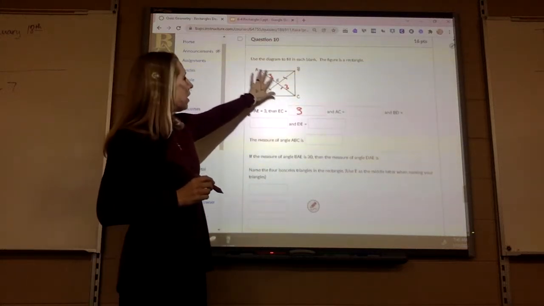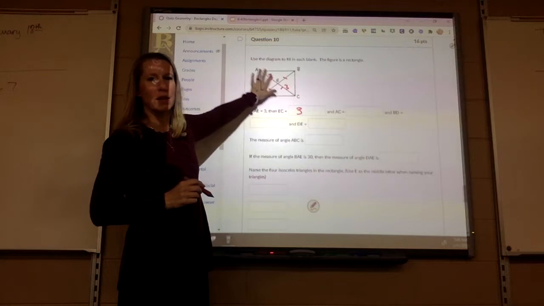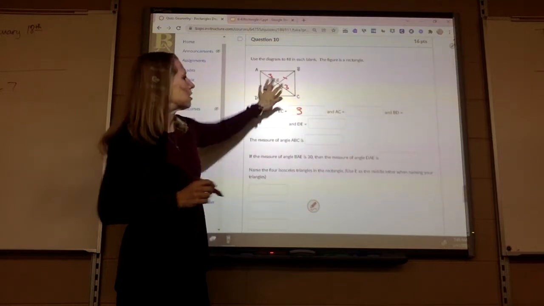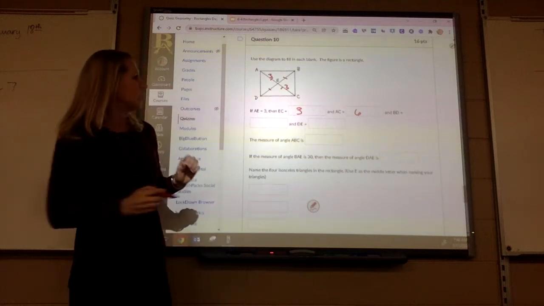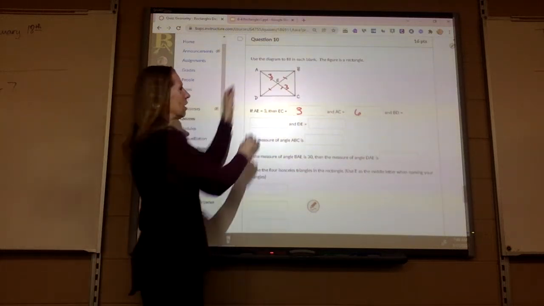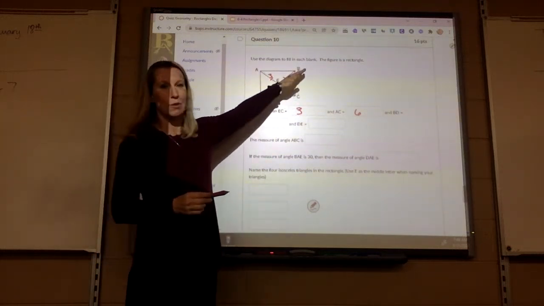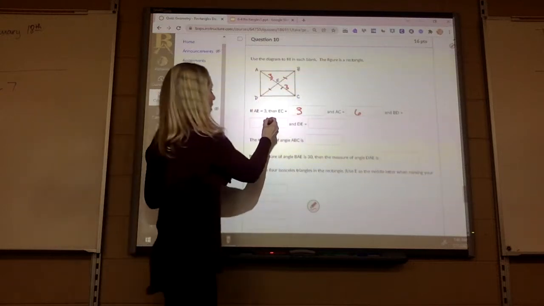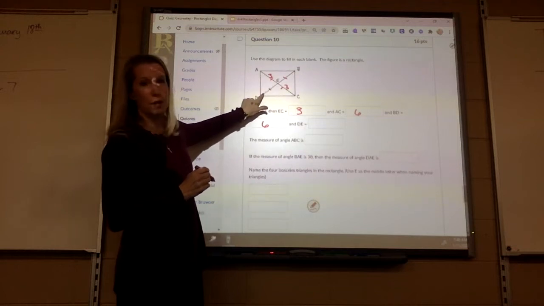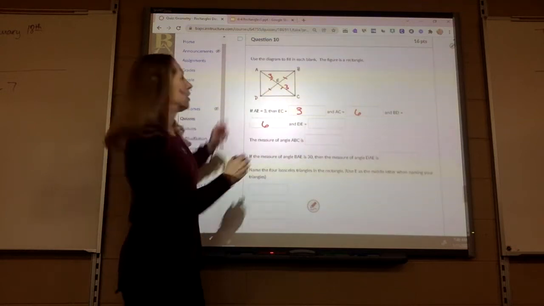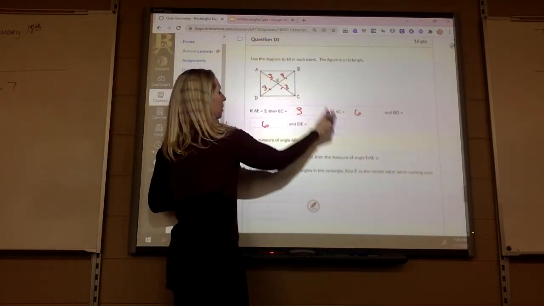What about the length of AC? What would that whole length be? Well, 3 plus 3 is 6. And then BD would be this whole length. Well, if this whole length is 6, what's that whole length? 6. And then DE is just that little piece right here. So what would that little piece be? Well, each piece would have to be 3.